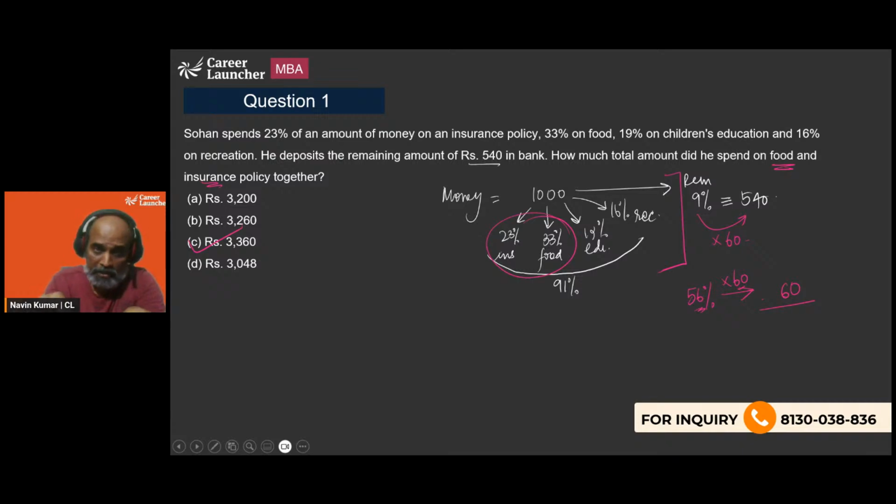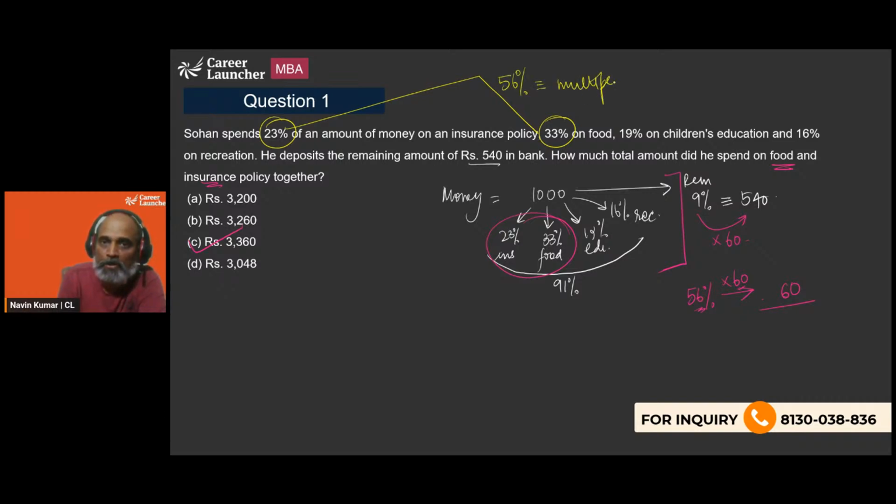But I hope you understood how we proceed. Should we write down the equations? Of course not, that is very time consuming. Is there any other way to solve this? Yes. If you look at insurance policy and food, they total 56%. Now, 56% is nothing but a multiple of 7. So we need an option which is a multiple of 7. Well, the only option which is a multiple of 7 is 3360.